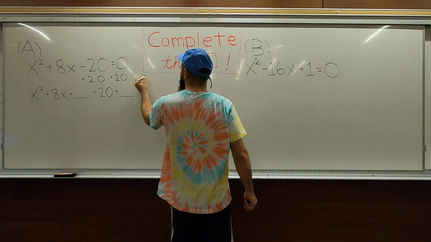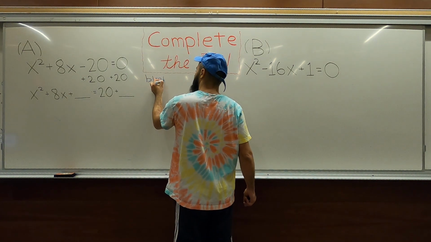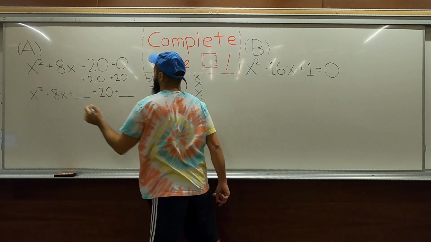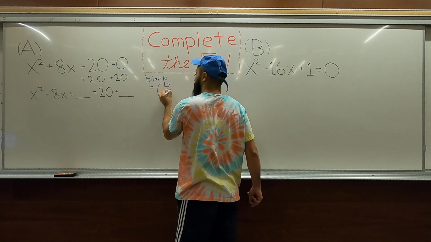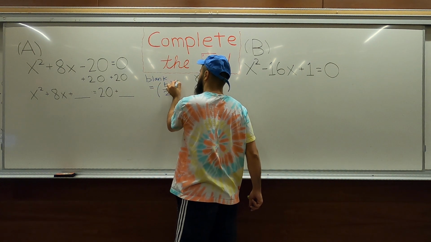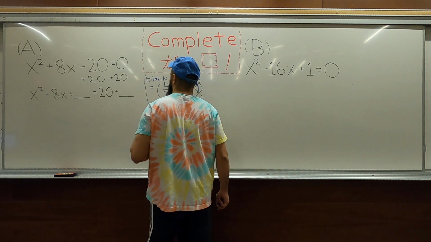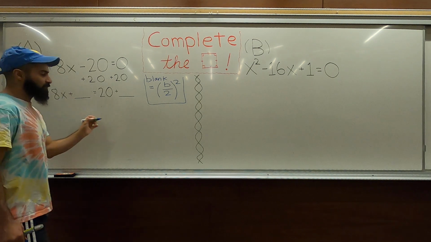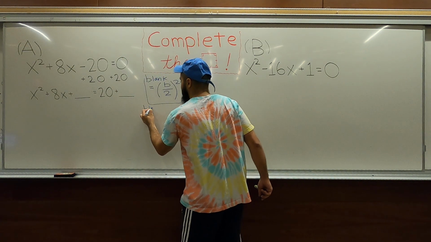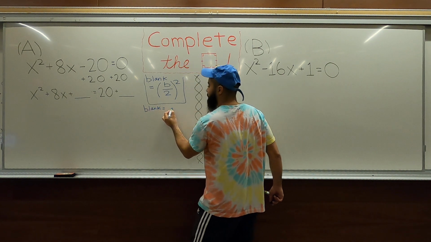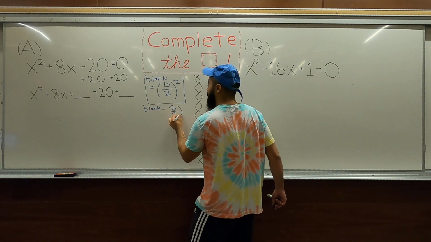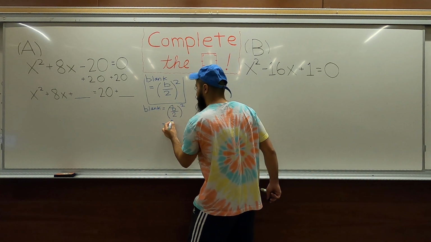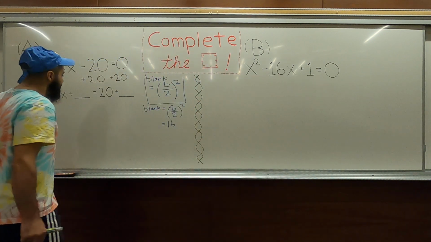So blank is equal to your b number, here it's 8, divided by 2, squared. This is what we add to both sides. So in our case, blank equals 8 divided by 2, squared. That's 4 squared, 16. All right, so we are adding 16 to both sides.